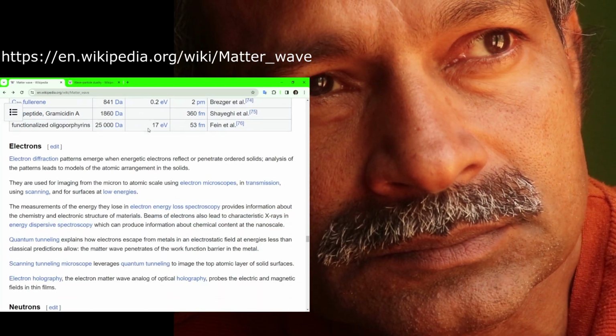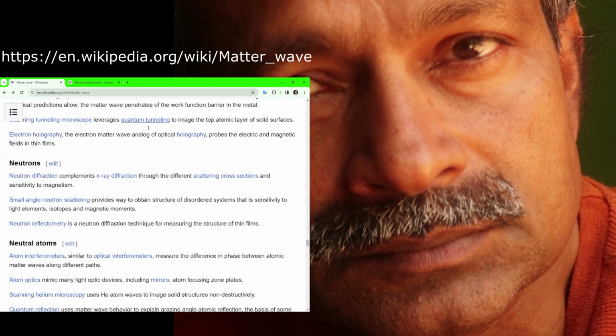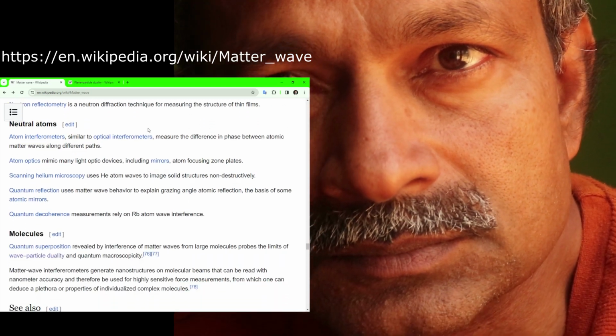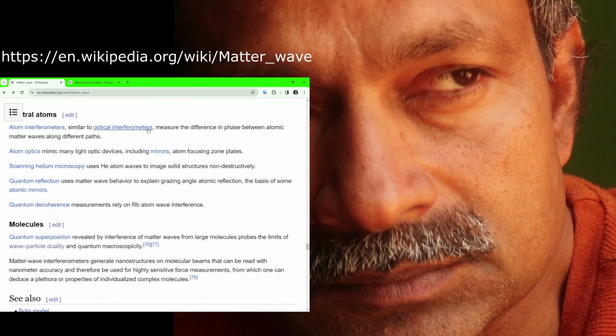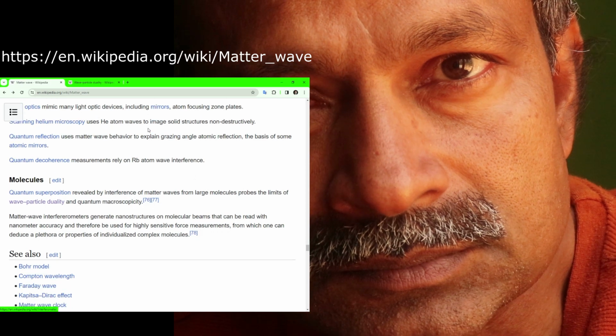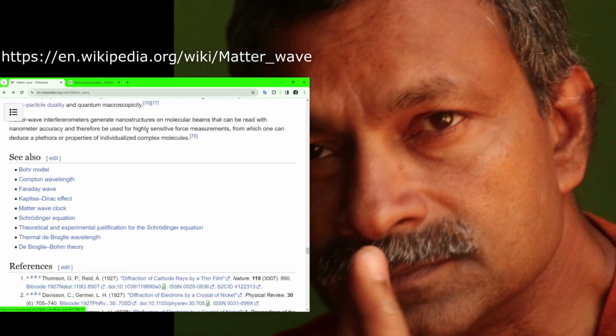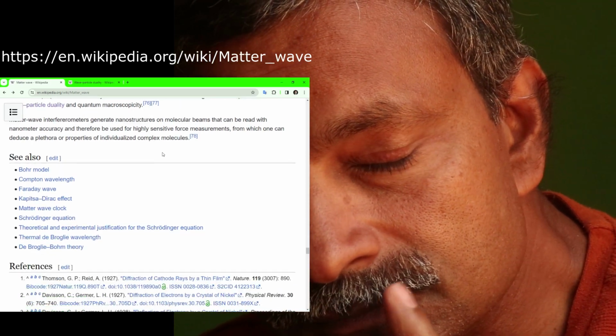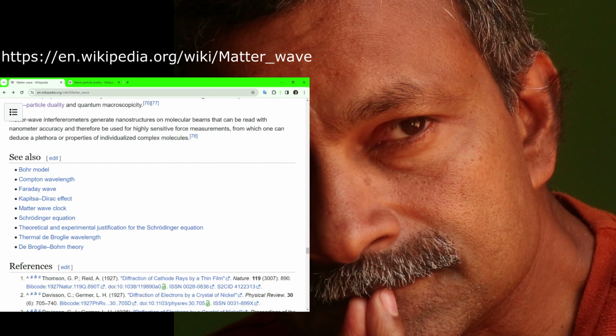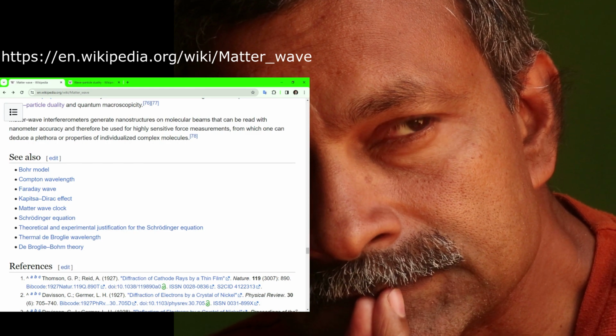5. De Broglie hypothesis and wavelength. French physicist Louis de Broglie in 1924 proposed that all matter in motion exhibits wave-like properties. He postulated an equation relating the particle's momentum to its wavelength, lambda equals h/p, which was later experimentally verified through diffraction experiments.